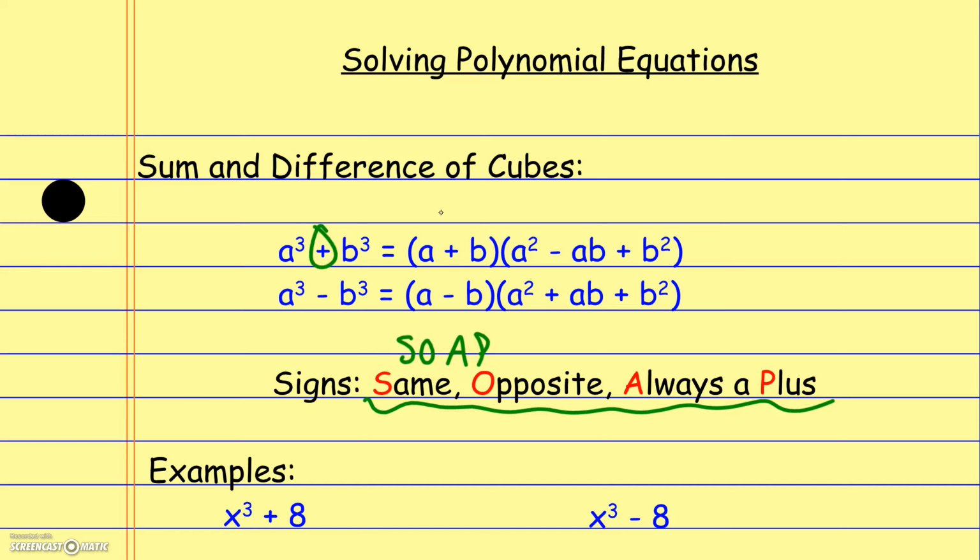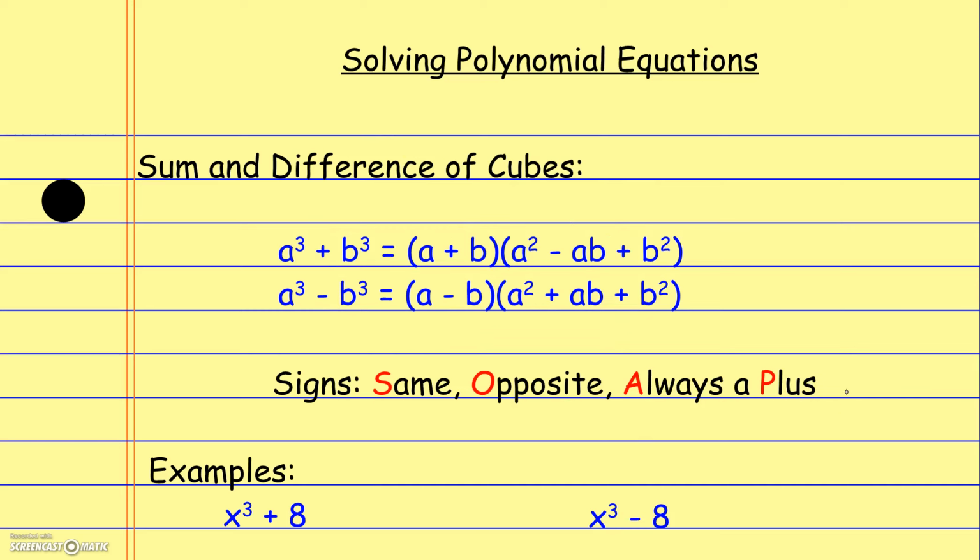So right here I had a plus sign, so this sign is the same, this one's the opposite, this one's always a plus. Here I have a minus sign, this sign is the same, this one's the opposite, this one's always a plus. Okay? So we use SOAP to remind us how to set up these signs, and then from here we just have to memorize this pattern.